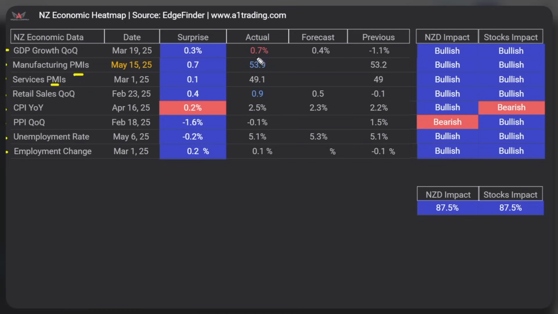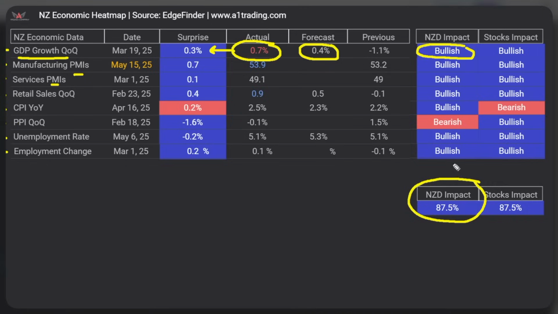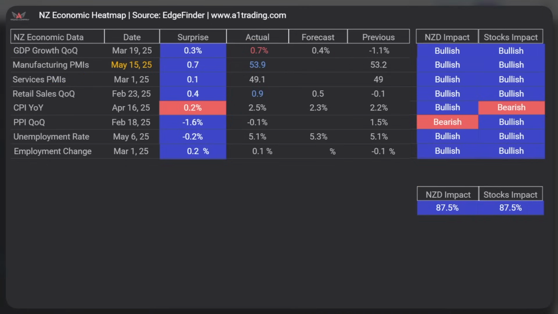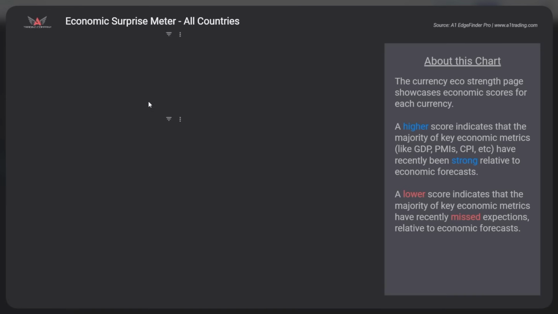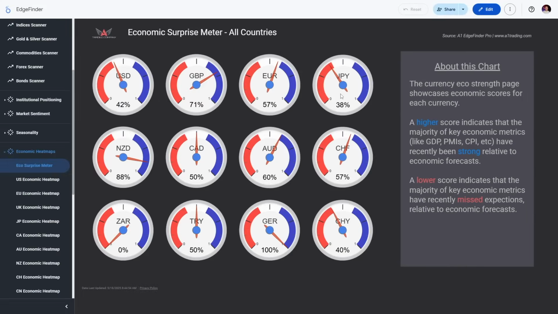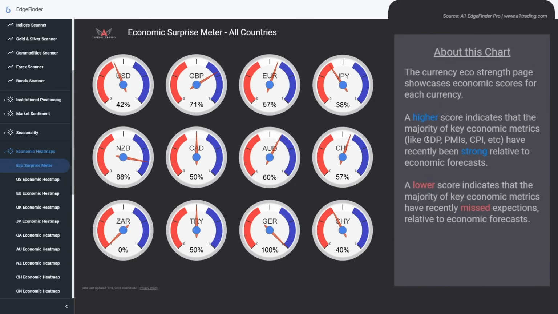So like for a quick example, GDP growth in New Zealand was forecasted to be 0.4%. It actually came in at 0.7%. That is obviously better than expected. And so we get a bullish impact on the New Zealand dollar in our system here. So we can see overall, when we summarize all this, we're getting a pretty strong outperformance report here for New Zealand. And then we go back, like I said, to originally the economic surprise meter here, and we can see that New Zealand is getting a very strong score. So this helps me to automate the process. Feel free to pause and read about this on the screen here.